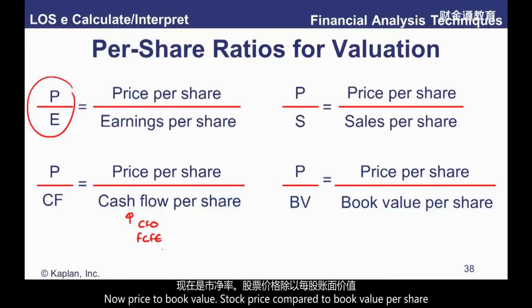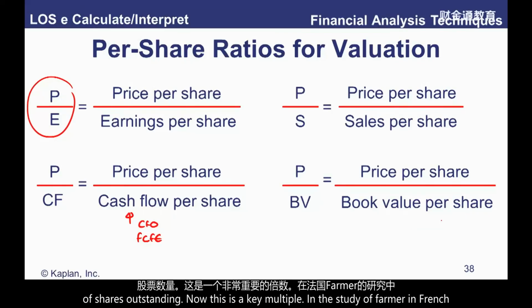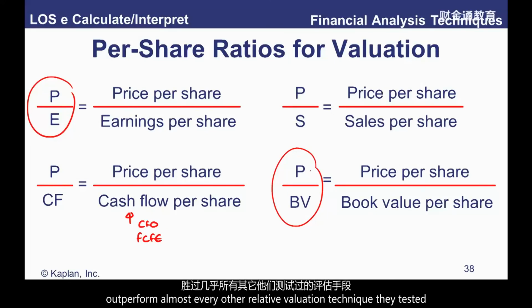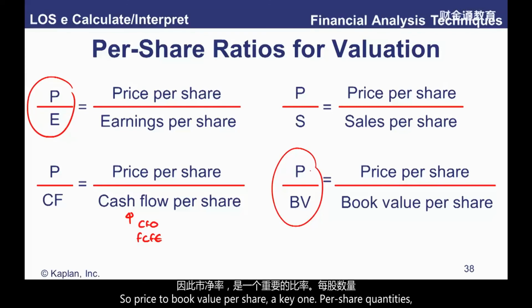Now, price to book value, stock price compared to the book value per share. Book value per share, balance sheet value of equity divided by the number of shares outstanding. Now, this is a key multiple. In the studies of Fama and French, they found that choosing companies with low price to book values outperformed almost every other relative valuation technique that they tested. So price to book value per share, a key one.